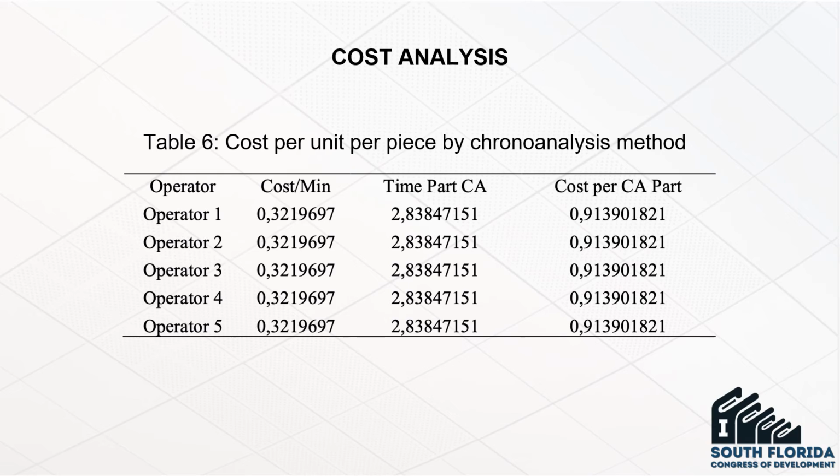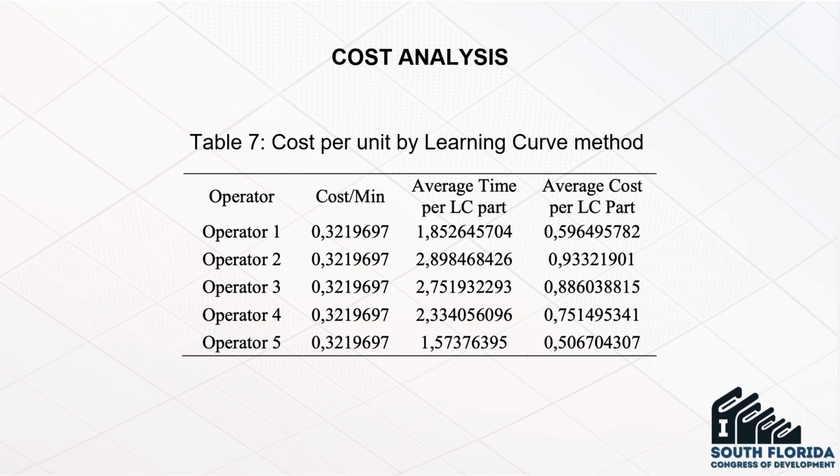In table 6, the costs per unit per piece by the chronoanalysis method use the same cycle time for all operators, and consequently, the cost will be the same for all of them. Differently, the learning curve method will give us a specific time average for each operator. So, with this data, we can define which operator will bring the lowest cost to the company. This operator will be operator 5.